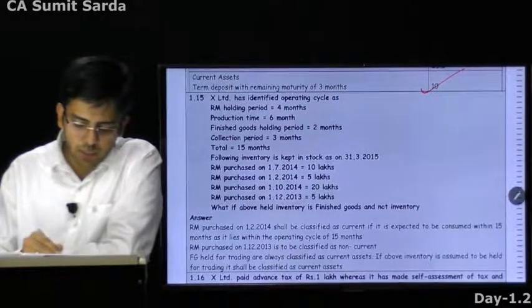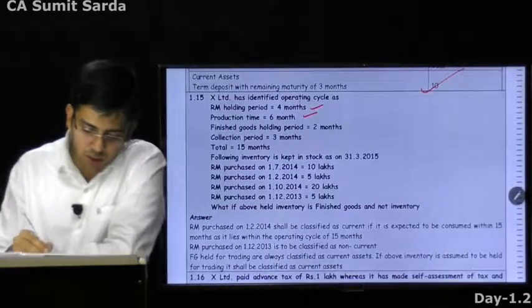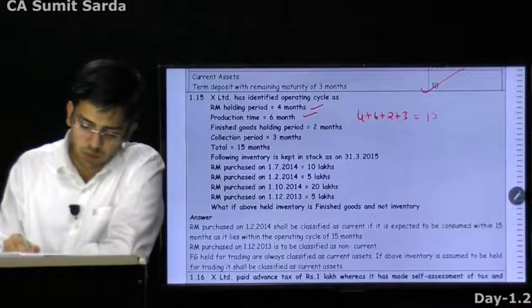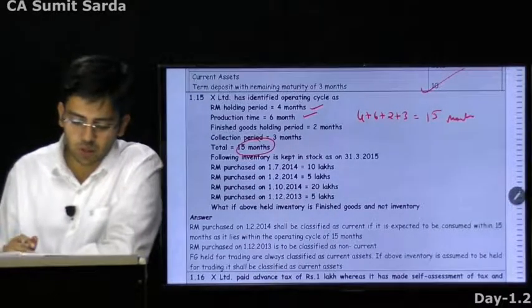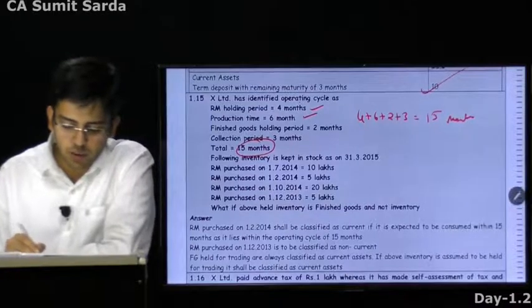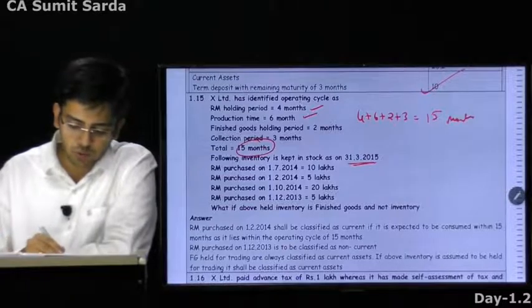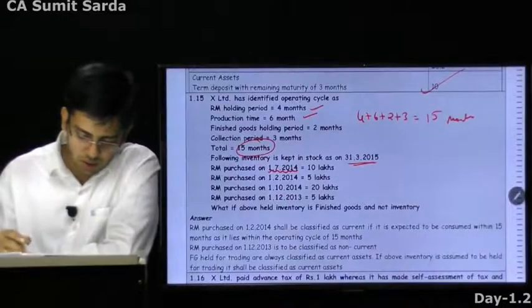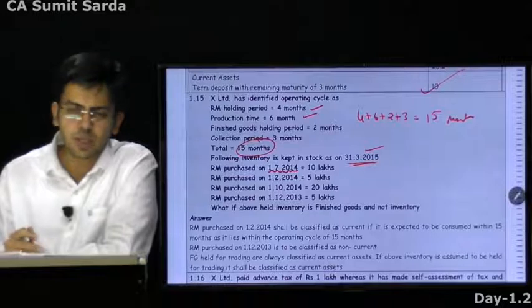X Limited identified operating cycle as raw material 4 months, production time 6 months, finished goods 2 months, collection period 3 months. So the total operating cycle is 15 months. Good, they have given it in the question as well, they don't want you to calculate anything. The following inventory is kept in stock on 31st March 2015. Raw material purchased on 1st July 2014, and we are seeing year end 31st March 2015. So it's been less than 12 months.